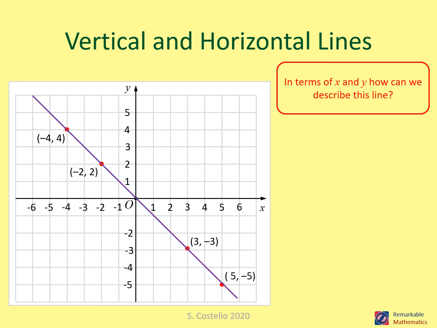Slightly tricky in the last one, but in terms of x and y, how could we describe this line? This is the line y equals minus x. So it means it'll be the same value, they'll just have a different sign.